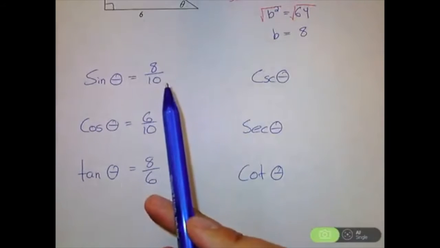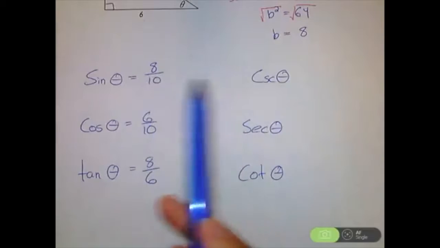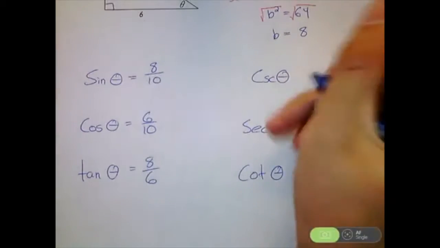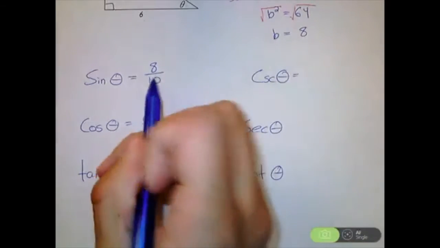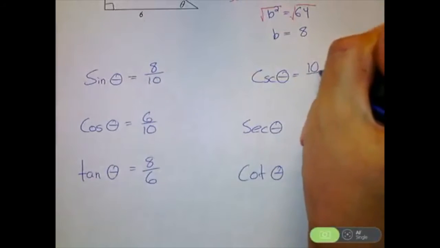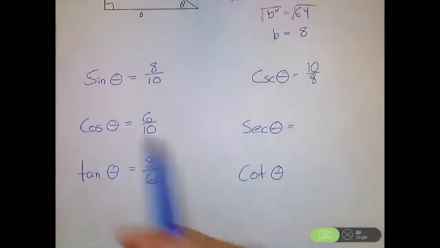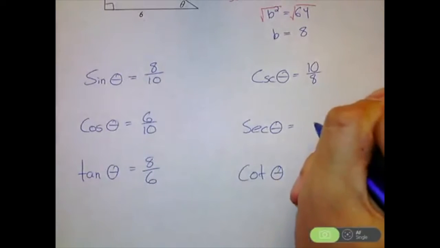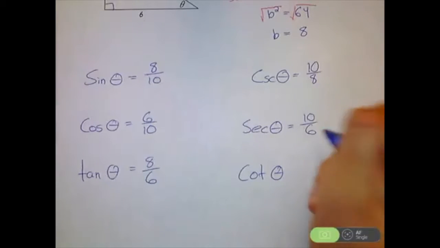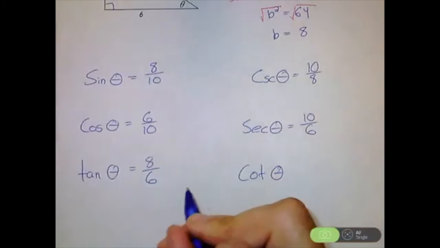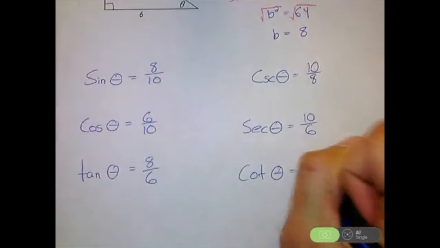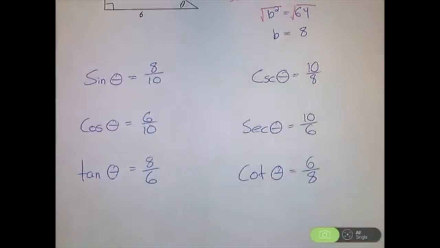So if we remember, the cosecant is always the reciprocal of sine. So instead of 8 over 10, we're going to have 10 over 8. Same with secant. Secant is the reciprocal of cosine. So we're going to have 10 over 6. And then for cotangent, that is the reciprocal of tangent. We're going to have 6 over 8.